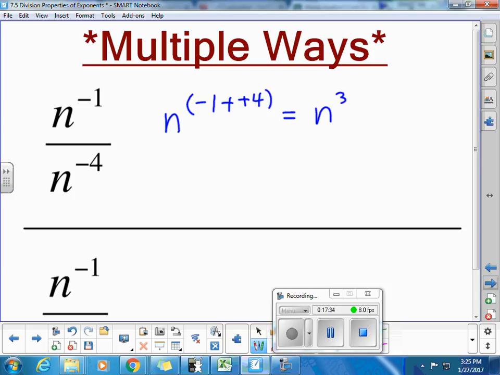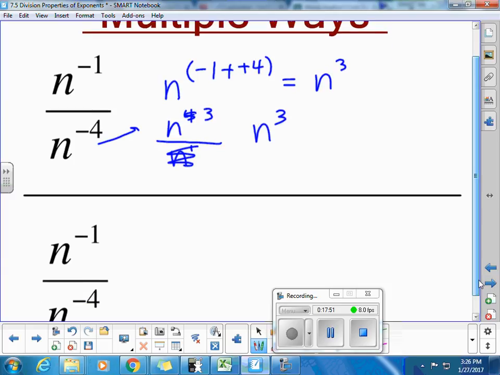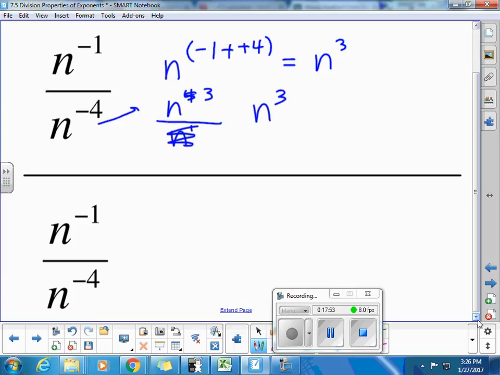Or we can put this in the numerator. N to the -4th, it moves upstairs. N to the first moves down. And now I know this one cancels with one of those and gives me n to the third. I just think that way makes a lot more sense than learning the rule. So this one too. Oh, I just did it both ways in one spot, so.